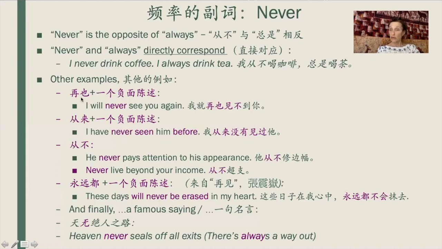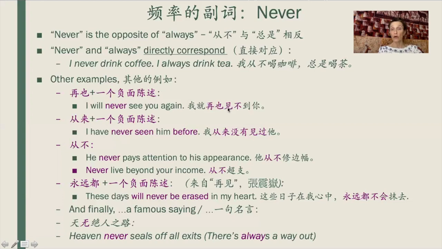One way that people express never in Chinese and then it translates to never in English is 再也, and a negative expression. 一个负面陈述. So this sentence, 我就再也见不到你. This is a negative expression, 见不到你, translates into English, I will never see you again. So 再也 plus a negative expression, 一个负面陈述, means never. I will never see you again. But you have to have the negative.